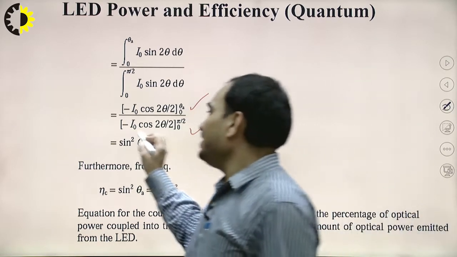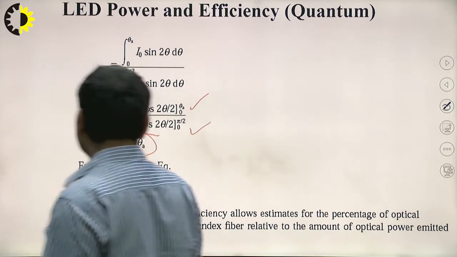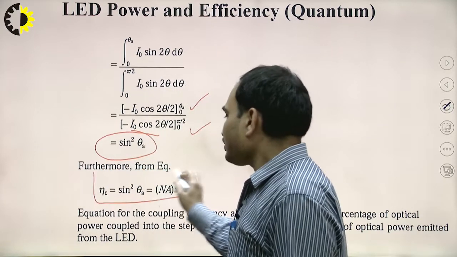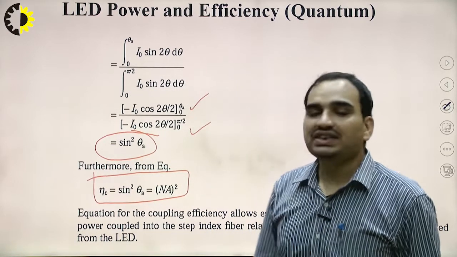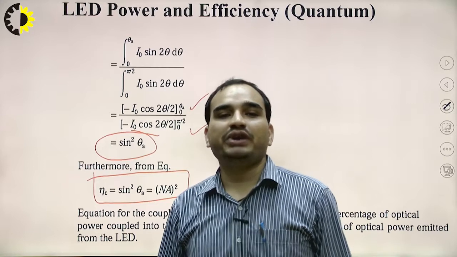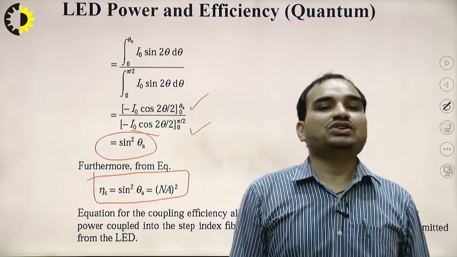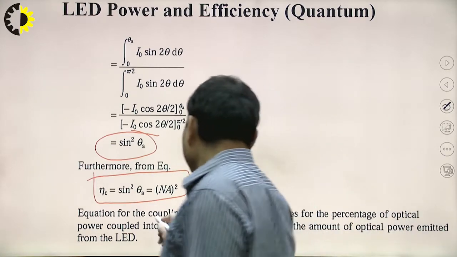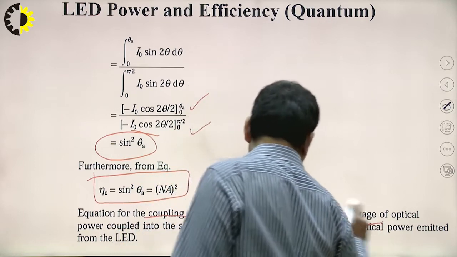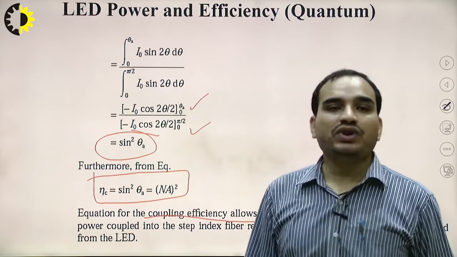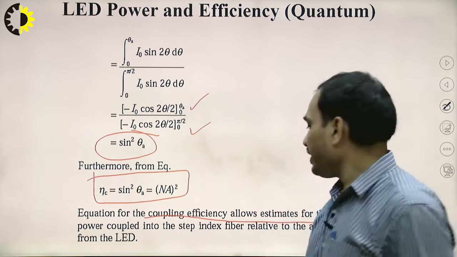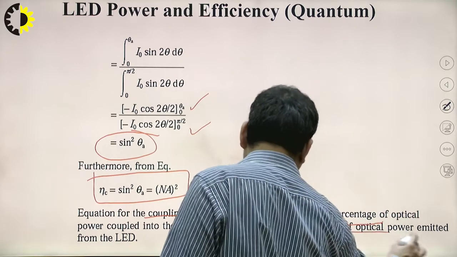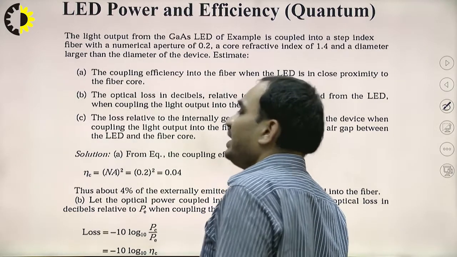So we are getting the efficiency, that is sin square theta a. The efficiency can be written as sin square theta, which is nothing but the numerical aperture whole square. That is the equation for the coupling efficiency, which allows us to estimate the percentage of optical power coupled into the stepped index fiber relative to the amount of optical power emitted from the LED.